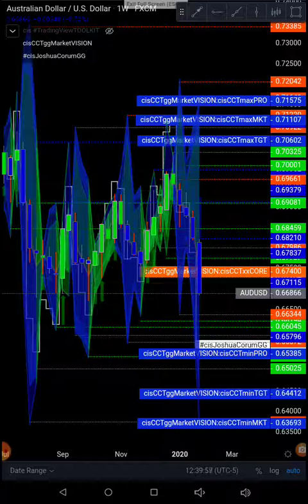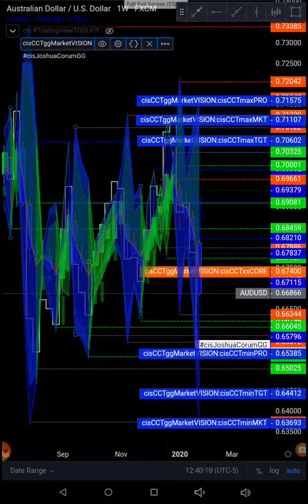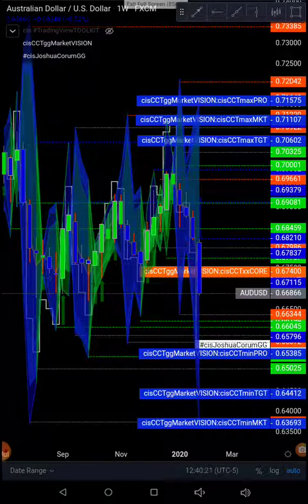And the peak high on the lower portion of the CIS CCT GG Market Vision, when it compresses in the lower zone, that peak high where it reverses back down inside those bubbles would be a sell level, a bearish Pro Trading level.